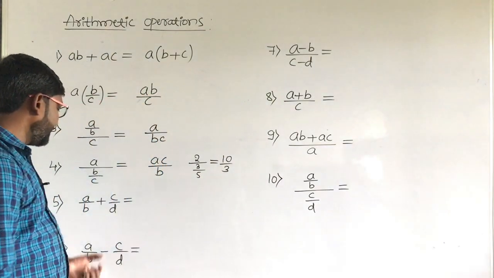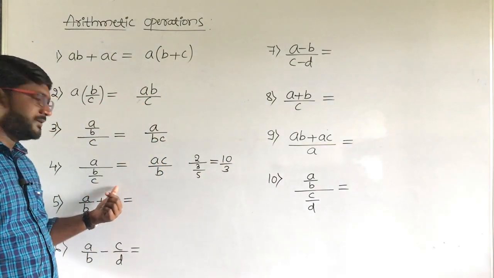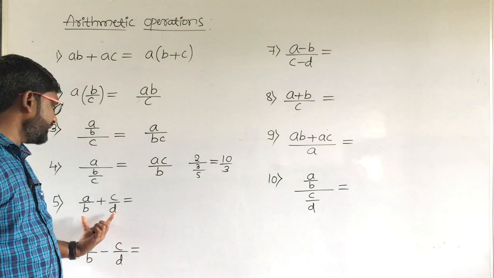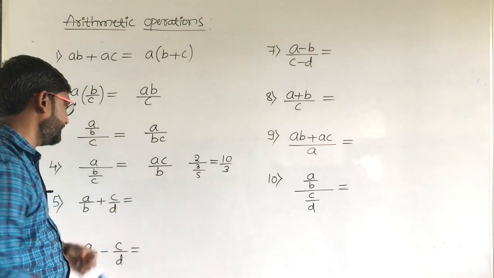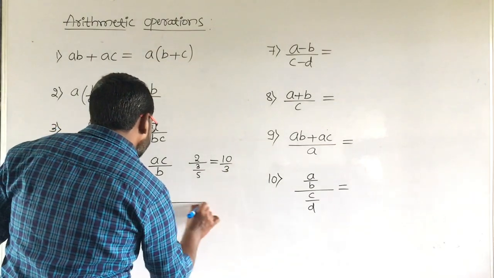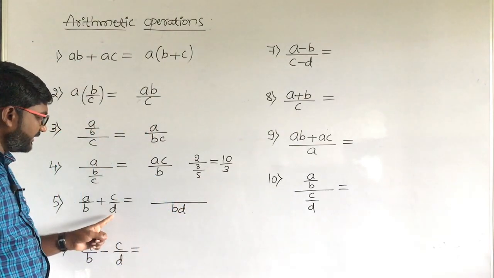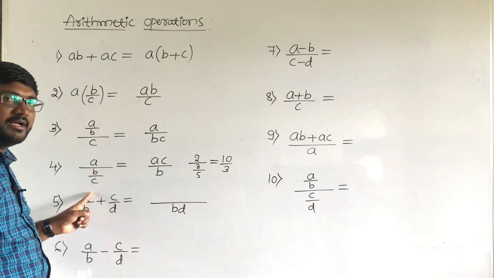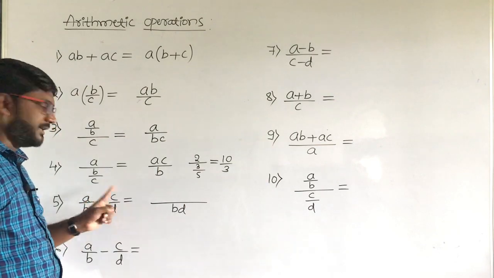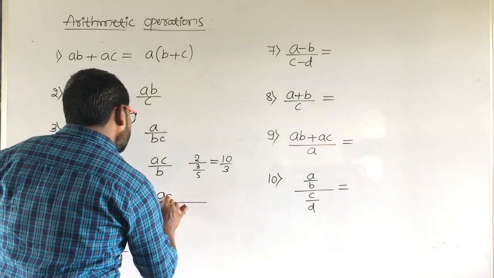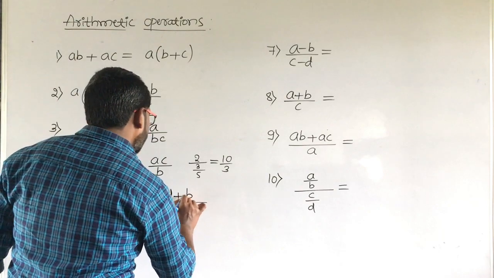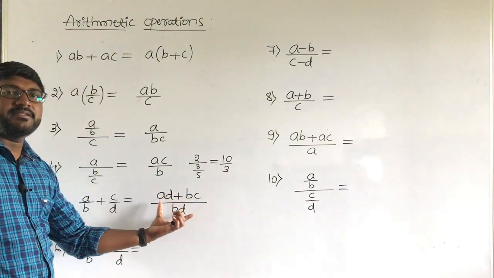So now next one it is A by B plus C by D. So here we will have to take up the LCM. What will be the LCM now? It is BD, multiplication of these two. Now D will be multiplied with A and B will be multiplied with C. We get AD plus BC.